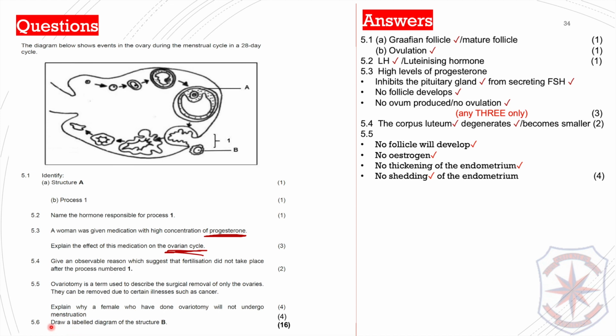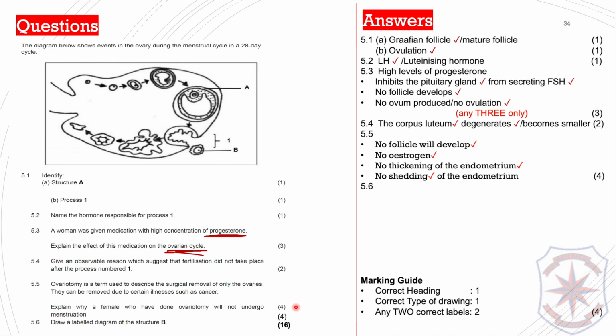Okay, the last question. Draw a labeled diagram of structure B. That's why we needed to label this before we look at the question. So structure B is the ovum. Okay, so for 4 marks, we are supposed to draw a labeled diagram of the ovum. So the marking guideline, for 1 mark, there must be a heading. Guys, in life sciences, whenever you're asked to draw a diagram, you must include a heading. Correct type of heading is going to be 1, and any 2 correct labels are going to be 1.